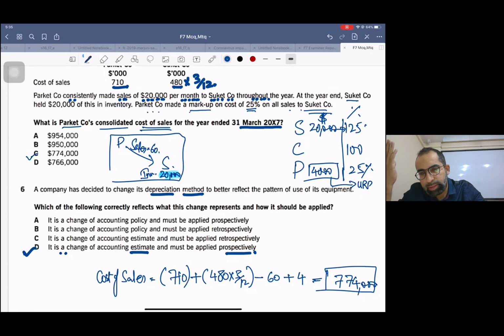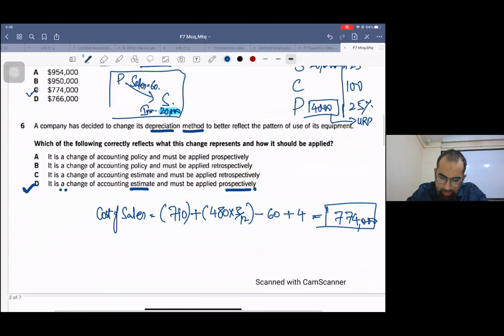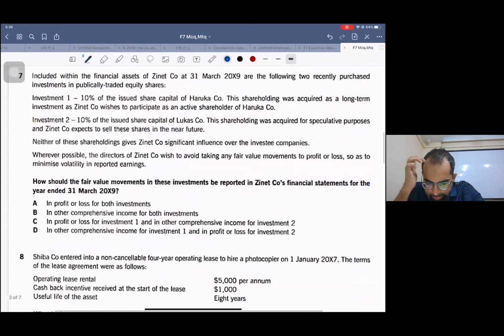In my normal lectures, I've given you many examples of changes in accounting policies, like the revaluation model to the cost model, or first in first out to average cost. These are all changes in accounting policies. Okay. Again, you have question number 7.